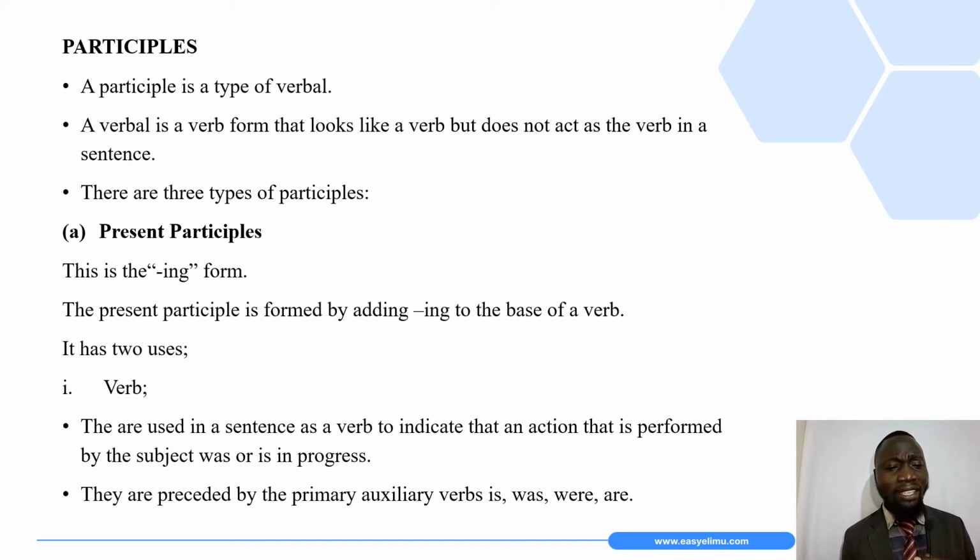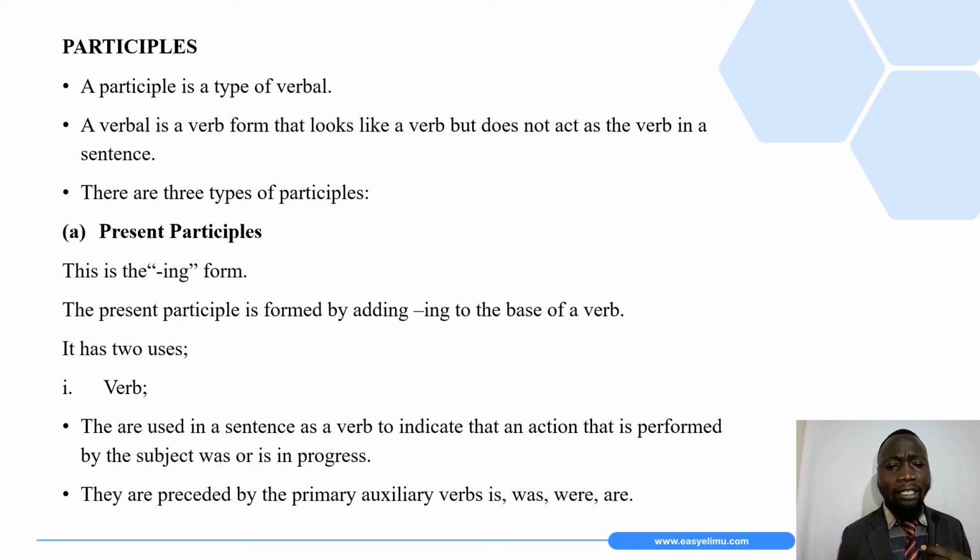So when we say that the present participle can be used in a sentence as a verb to indicate that an action that is performed by the subject was or is in progress, then it means that they talk about actions that are ongoing, the actions that are continuing. So in most cases, just like I've said, they are preceded by the primary auxiliary verbs is, was, were, and are. So talking about the primary auxiliary verbs, just to take you back to Form 2 work.